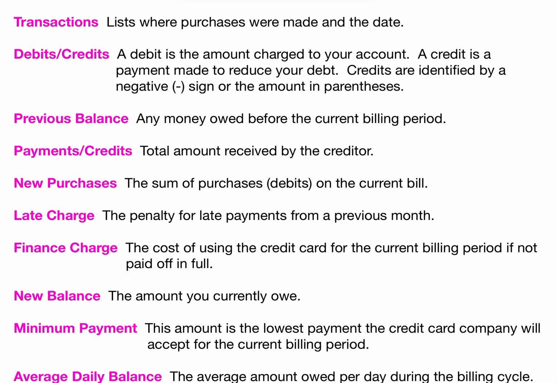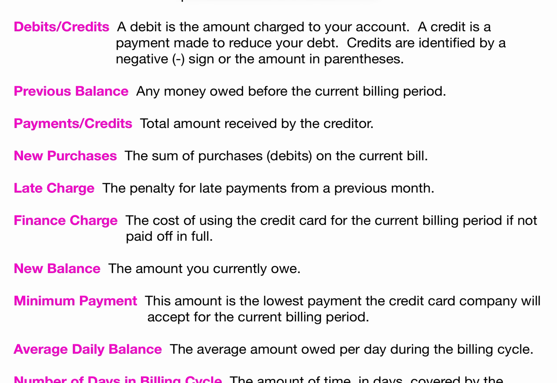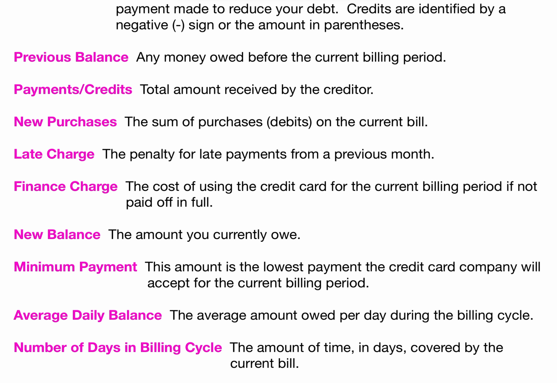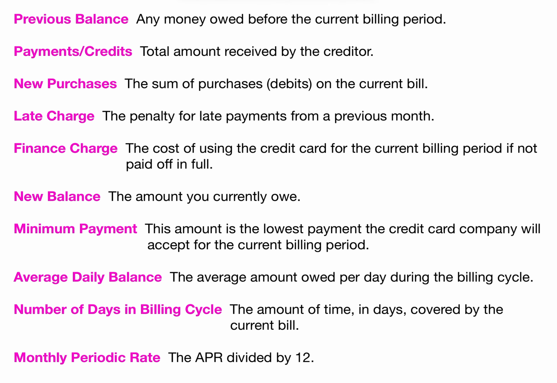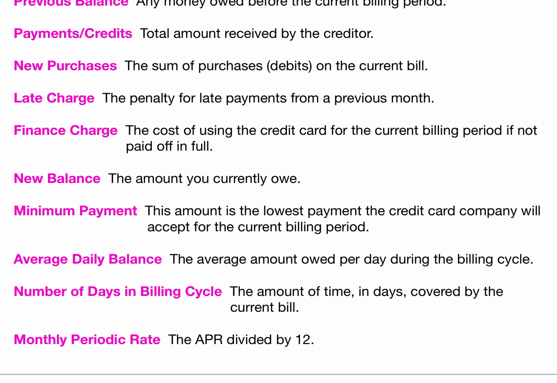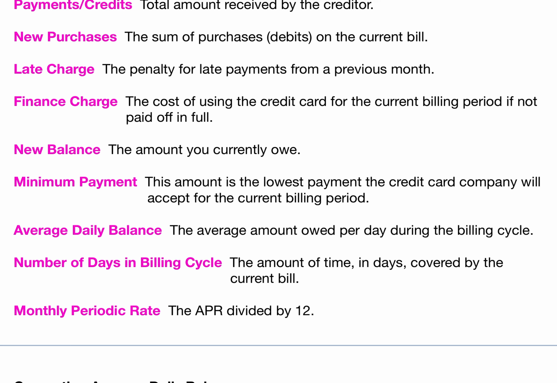Okay. Previous balance, this is any money that you owed before the current billing period, and then payments or credits are the total amount received by the creditor. New purchases, these are the sum of purchases or debits on the current bill, and then late charge is the penalty for late payments from a previous month. Finance charge, this is the cost of using the credit card for the current billing period if not paid in full. New balance, this is the amount you currently owe. Okay, and these are all terms, information that you're going to see in a credit card statement, and we will cover that in just a minute.